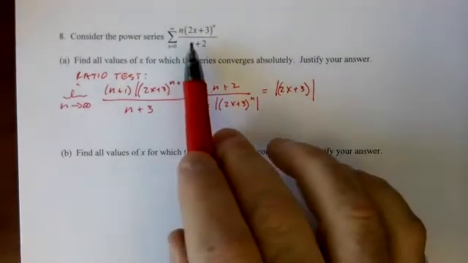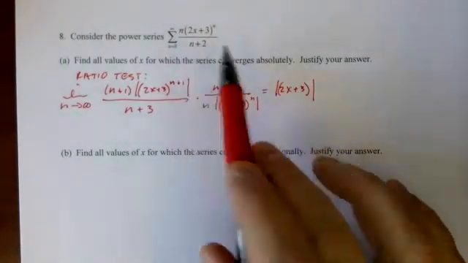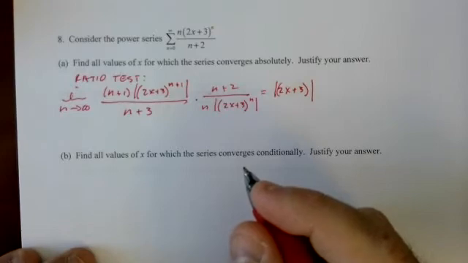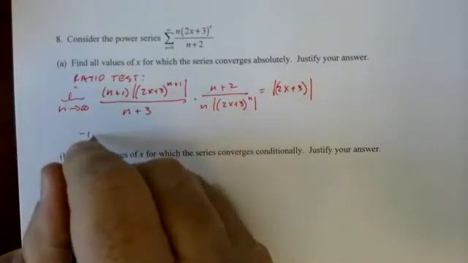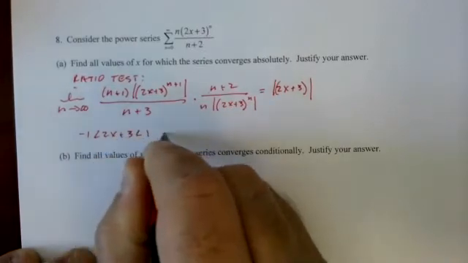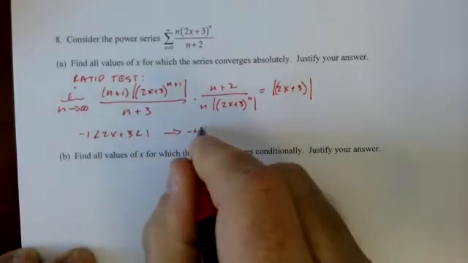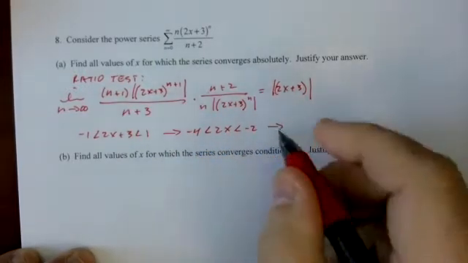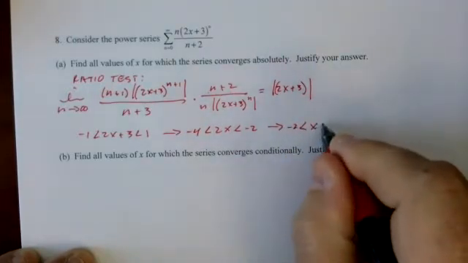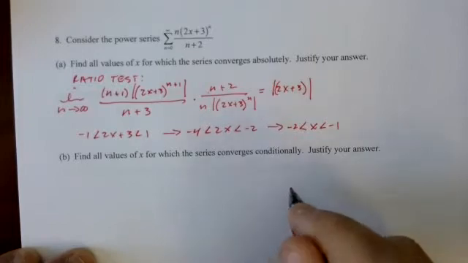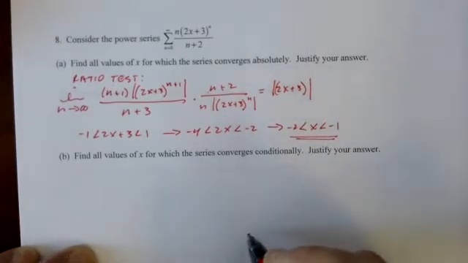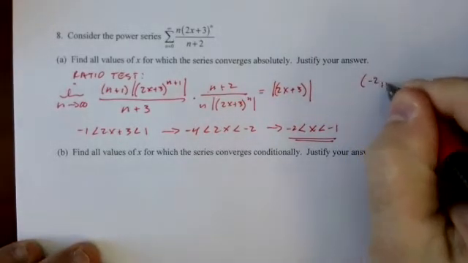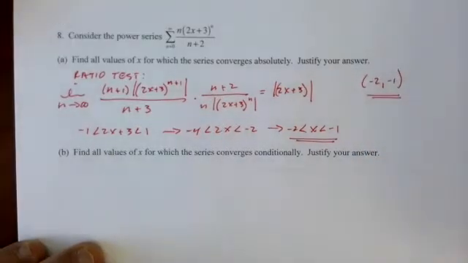Now, let's look at this. It's going to diverge at the endpoints because it's got n over n plus 2. I'll check them, but I mean, I know it diverges. So, where were we? -1 less than 2x plus 3 less than 1. Subtract 3, -4 less than 2x less than -2, divide by 2: -2 less than x less than -1. What do they want to know? Oh, absolutely. Okay, that's it. We're done. I don't have to check endpoints. I only check the endpoints for conditional convergence.